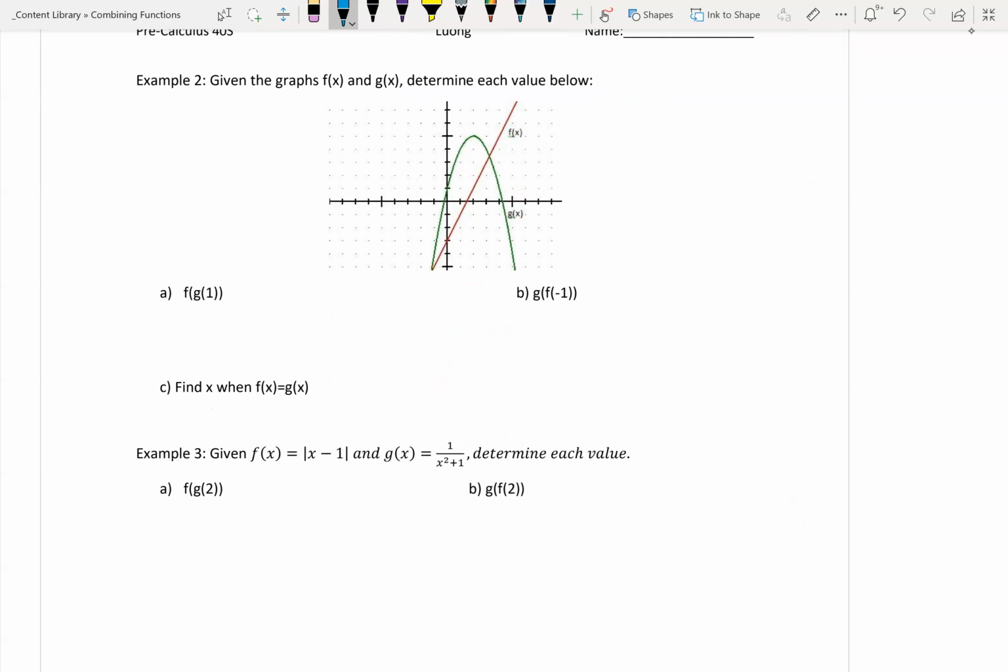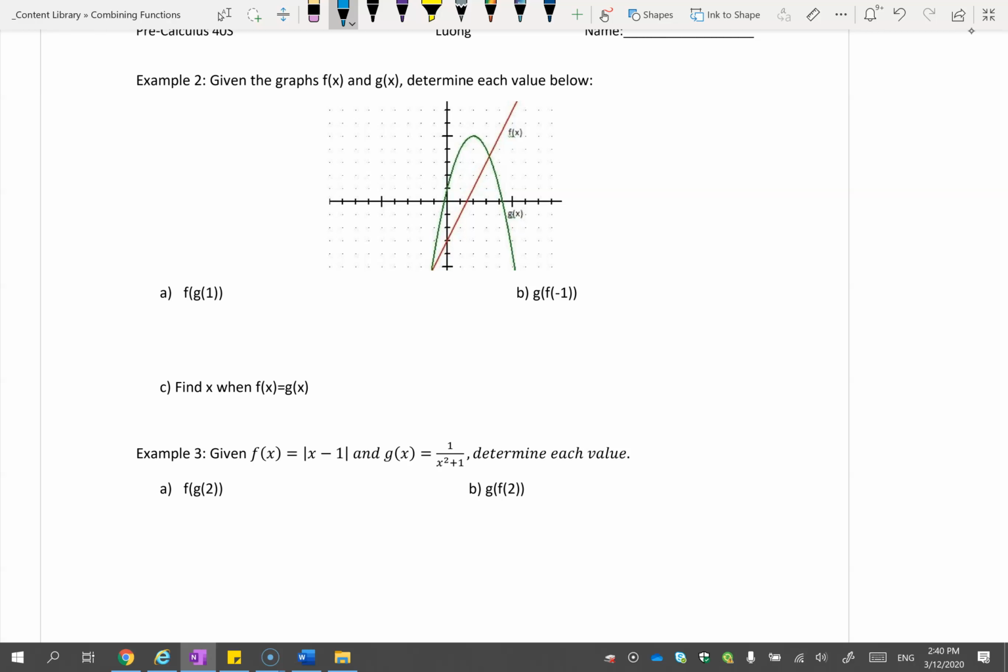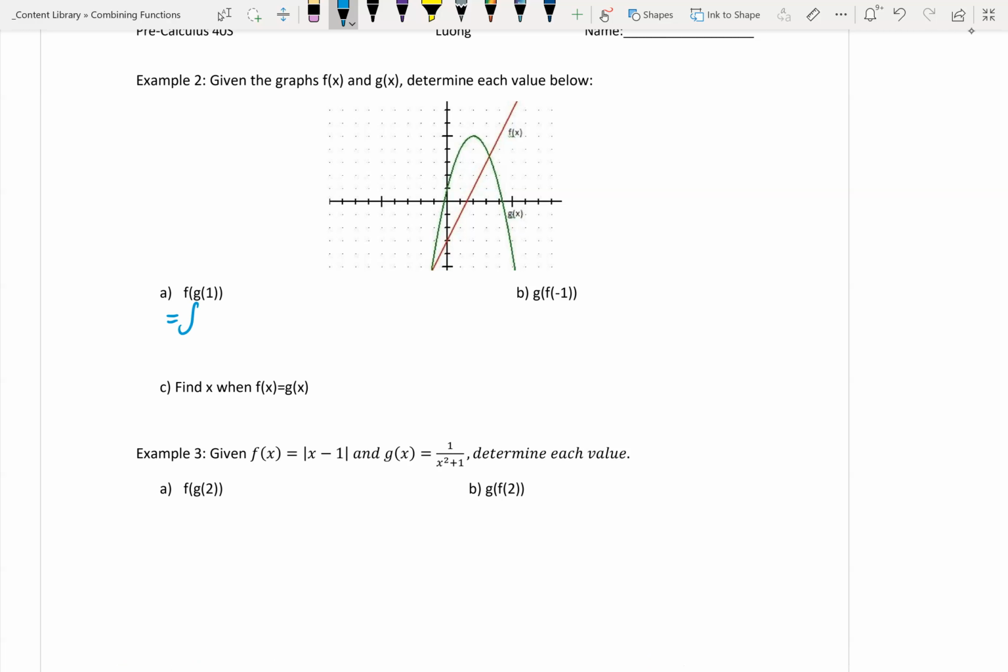In this next example, we're going to read it off of a graph. So the green is g of x, the red linear graph is f of x. We need to find g of 1 first. So the x value is 1. And we're looking for the y value of our green graph, which is g. Looks like it's this part right here, which is at 4. So replace the g of 1 with 4. Now looking at the red graph, we're looking at x equals 4 and seeing where it hits on our red graph. Looks like it's at 1, 2, 3, 4, 5.